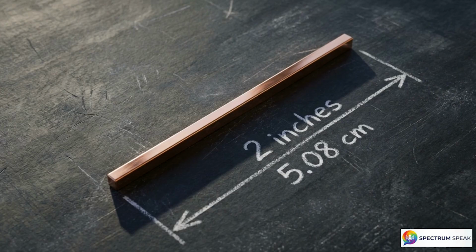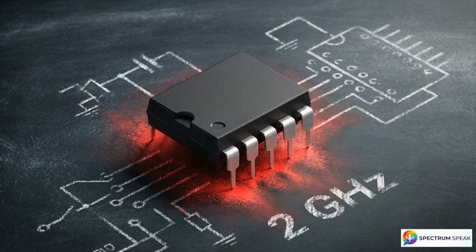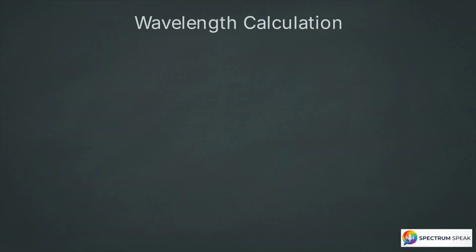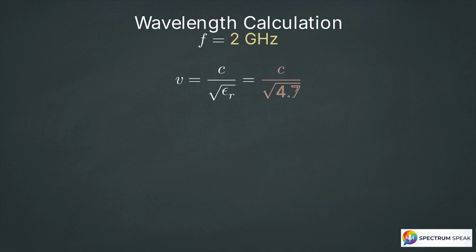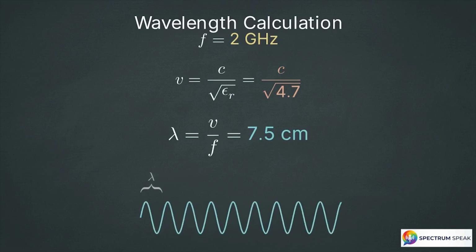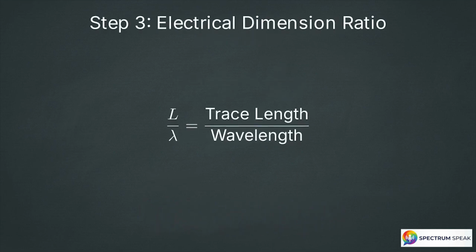The danger appears when we apply high frequencies to physically tiny traces, like a standard 2-inch or 5.08 centimeter connection on a board. Consider aggressive operating conditions, a 2 GHz clock speed routed through an FR4 dielectric medium. This calculation shows the wavelength for these specific conditions. At 2 GHz, the frequency is so high and the dielectric penalties so severe that the wavelength compresses down to exactly 7.5 centimeters.